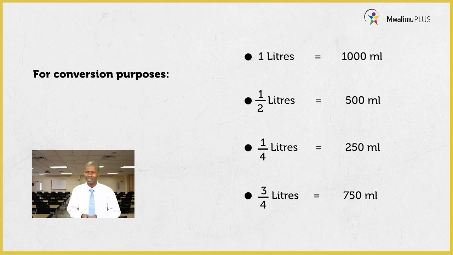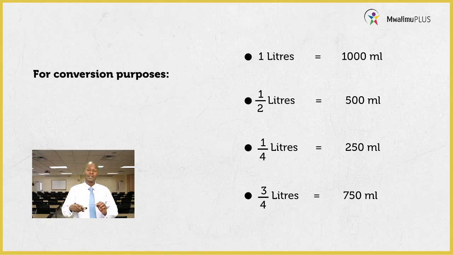Now, remember 1 liter equals 1000 ml. Then half a liter, which is actually half of 1 full liter, is 500 ml. Then a quarter, which is actually, half is twice a quarter, is 250 ml. That means that is half of half over half. And remember from your fractions, half over half is a quarter.